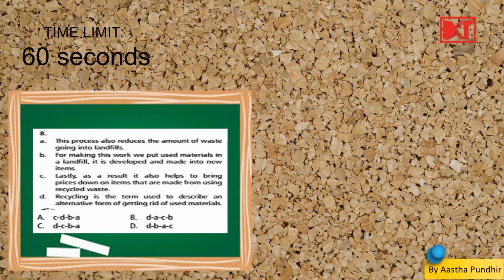So here you see we start with D because it is giving the introduction of recycling. Then we talk about how this process works. And then in A we talk about how this process is advantageous, and C lastly what happens. So D, B, A, C. Correct answer is D.